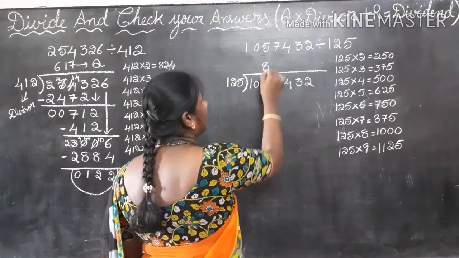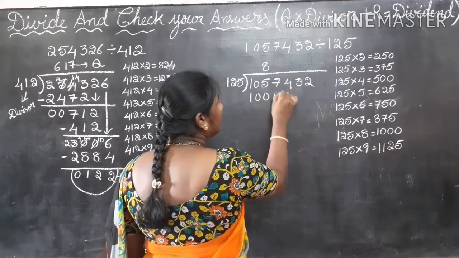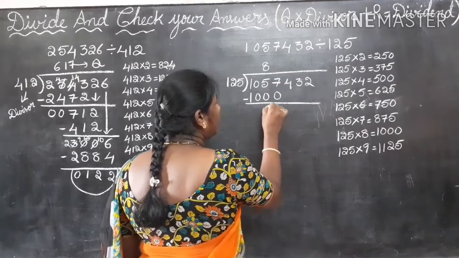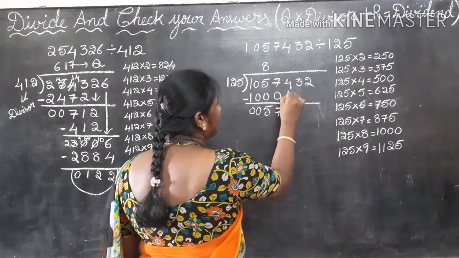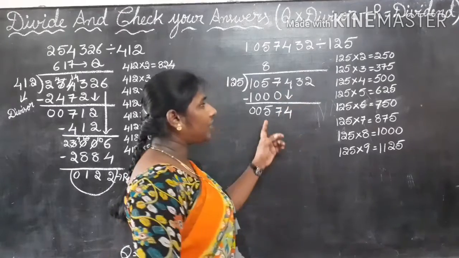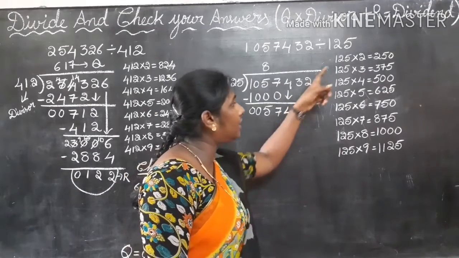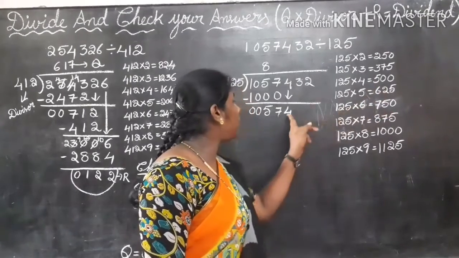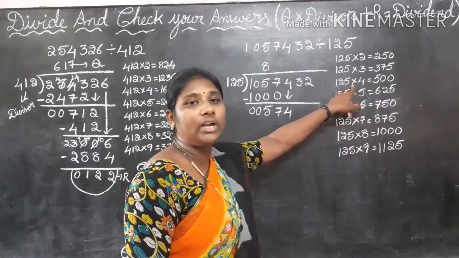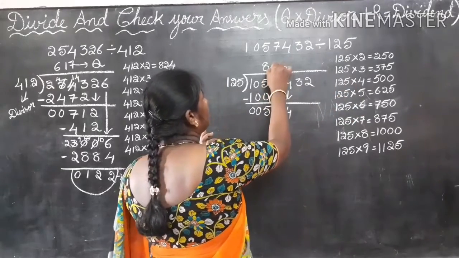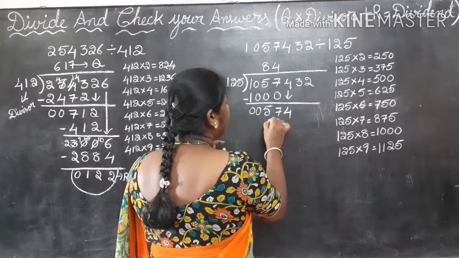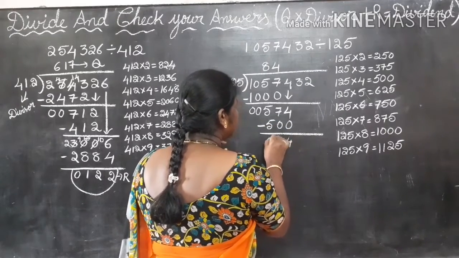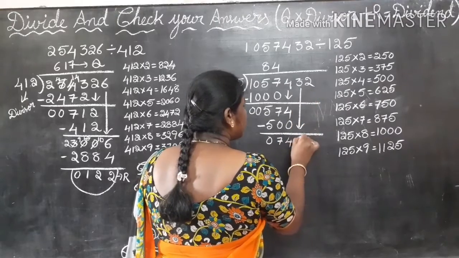125 eights are 1000. 1057 minus 1000: 7 minus 0 is 7, 5, 0, 0. Next we have to take 4, 574. More than 574, where will it be? Yes, 125 fives are 625. It is more than 574. So we have to take 125 fours, which are 500. 574 minus 500 is 74. Next we have to take this 3.